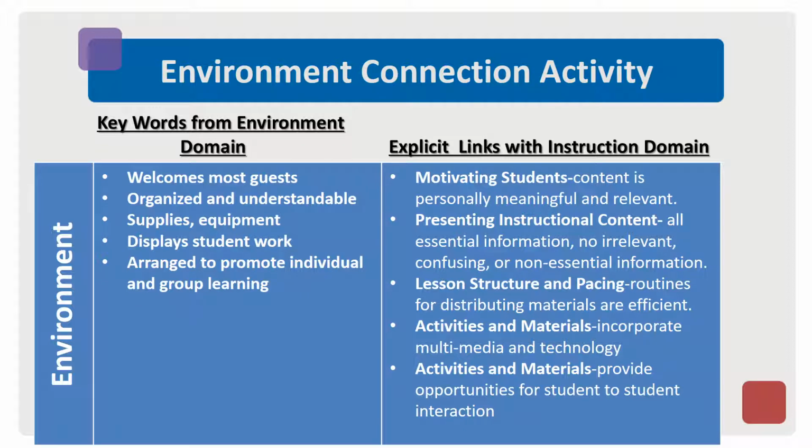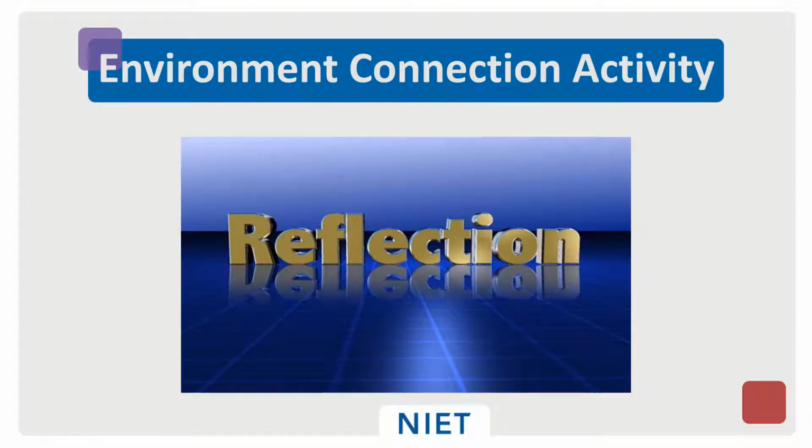As you can see, there are connections with some of the descriptors in the environment indicator of the environment domain with descriptors in a few of the indicators in the instruction domain. Take a few moments to read through those connections. Now, make connections with the remaining indicators in the environment rubric and record your responses on Handout 3, the Environment Connections sheet. After the training, you may want to take the time to reflect on this activity with other cooperating teachers and university supervisors, as rich discussions about the rubric can better assist with understanding and implementation.